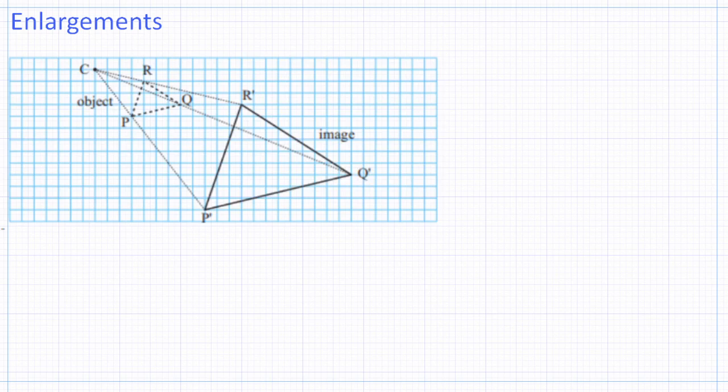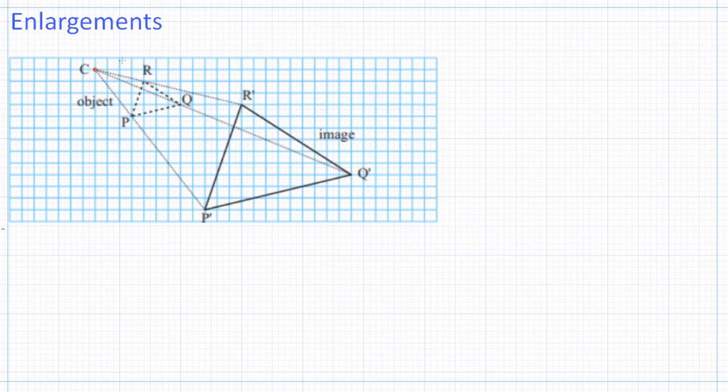So let's take a look at one example. If you look at the screen here, let me show you a few things. First of all, we have our center point here, C. This is where we're going to measure our distances from. This is our original triangle, PRQ, and we want to make this triangle 3 times larger. We're going to get our P prime, R prime, Q prime. But how do we do that?